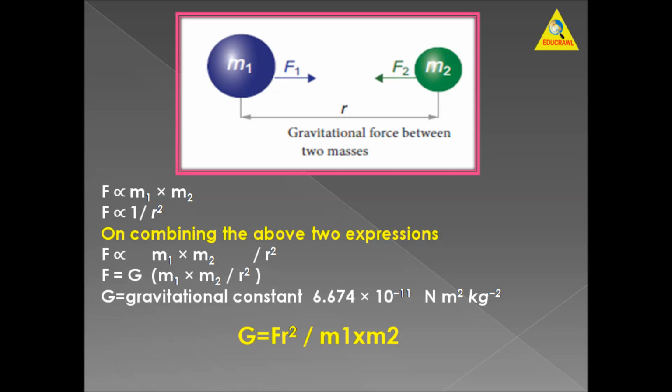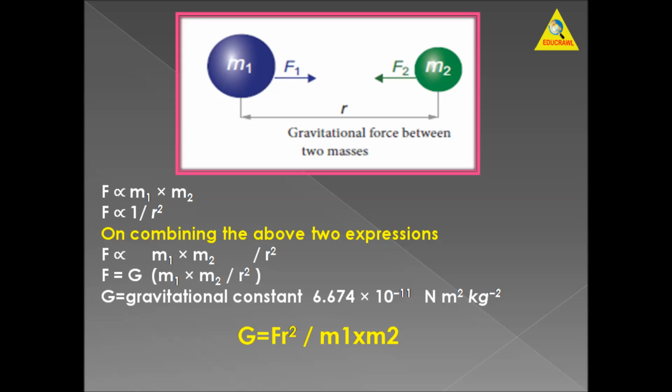So, we can combine these two equations. So, we get F is directly proportional to m1 into m2 divided by r squared. Always to remove the proportionality sign, we introduce a constant. Here the constant used is capital G, which is nothing but the gravitational constant. So, F is equal to G into m1 m2 divided by r squared. The value of G is given by 6.674 into 10 to the power minus 11 Newton meter square kg power minus 2.